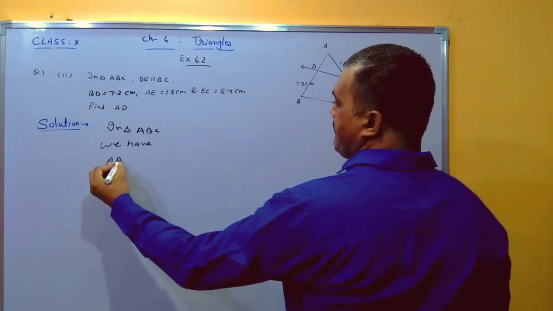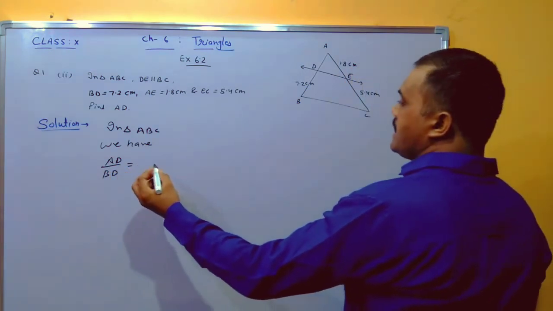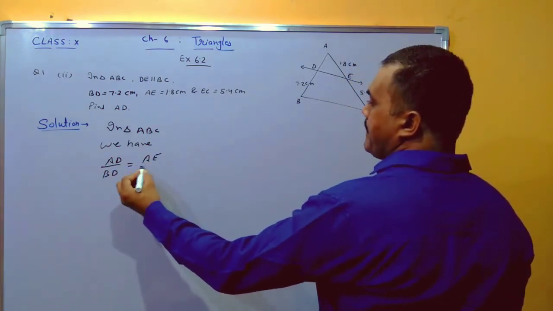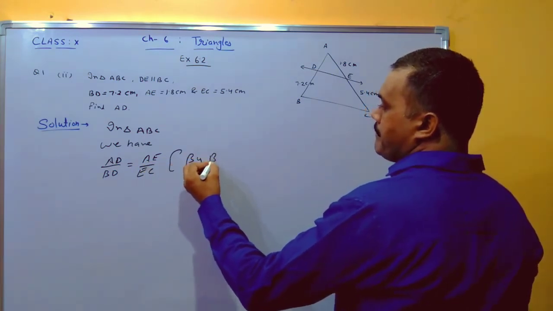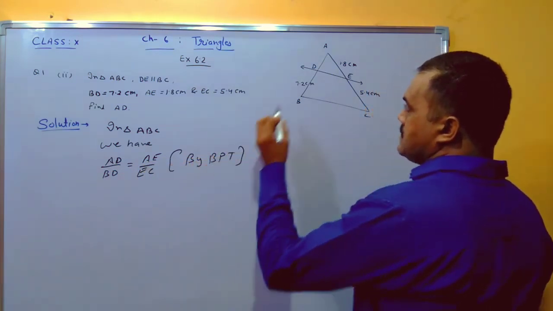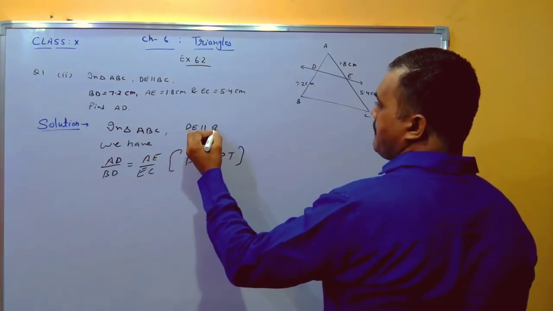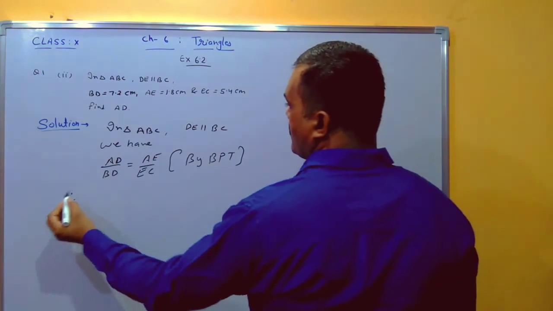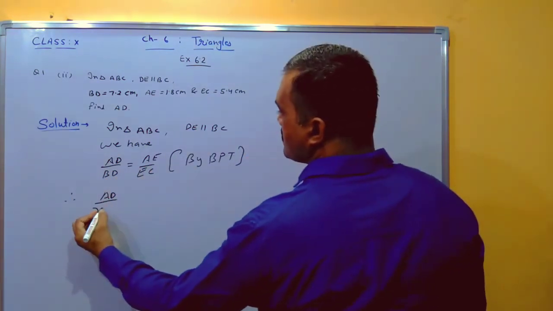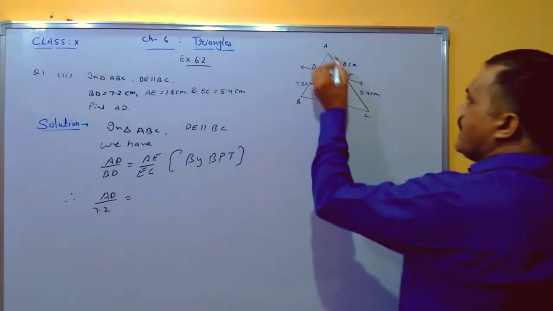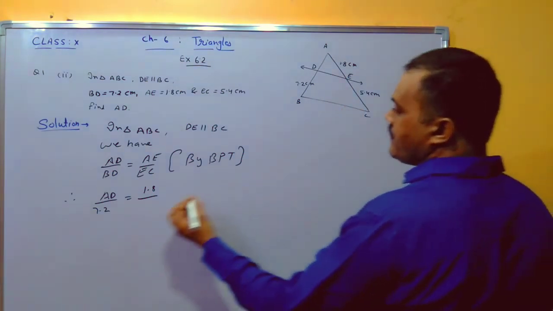AD upon BD is equals to AE upon EC by BPT, as this line is already DE parallel BC. Therefore, we'll put AD, BD is 7.2, 7.2 is equals to AE 1.8 upon this EC is 5.4.